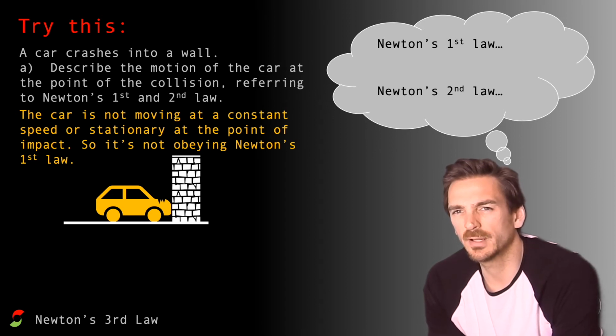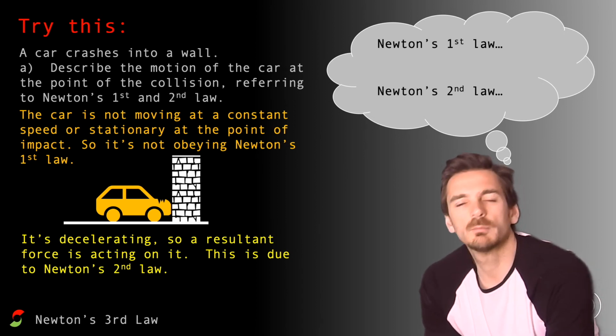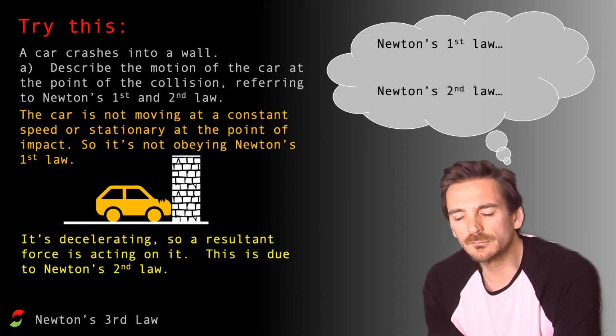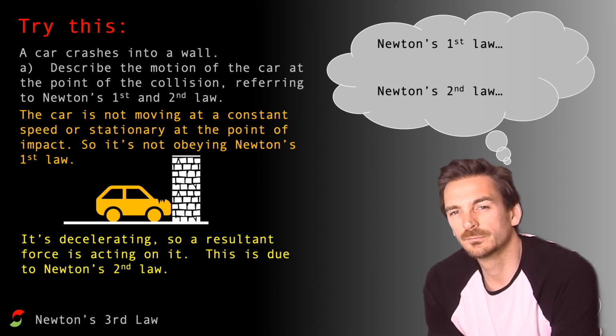It's actually decelerating. So Newton's first law, when it says moving at a constant speed or stationary, when the car hits a wall, it slows down. So it can't be Newton's first law. It decelerates, so there must be a resultant force acting on it. And if there's a resultant force acting on it, then it must be Newton's second law. So a car colliding with a wall obeys Newton's second law because of deceleration taking place.